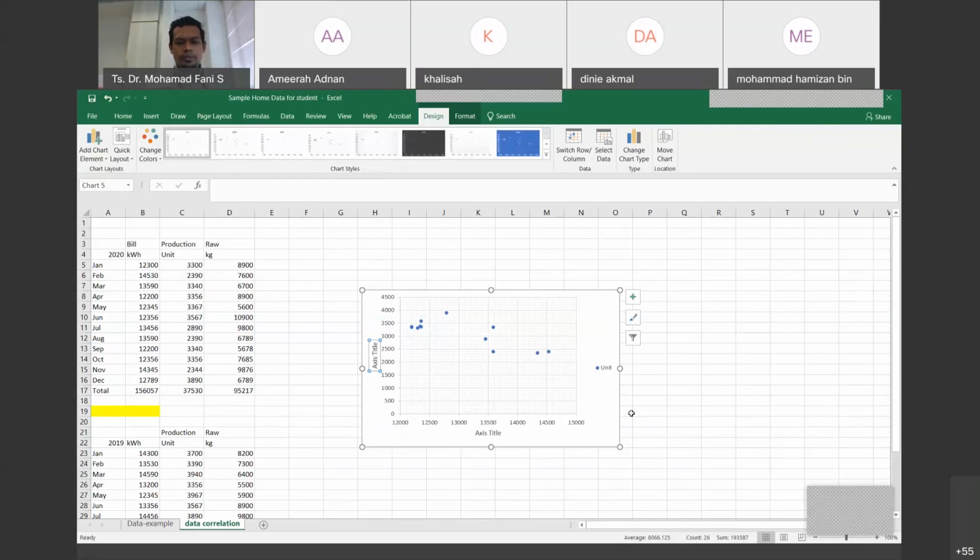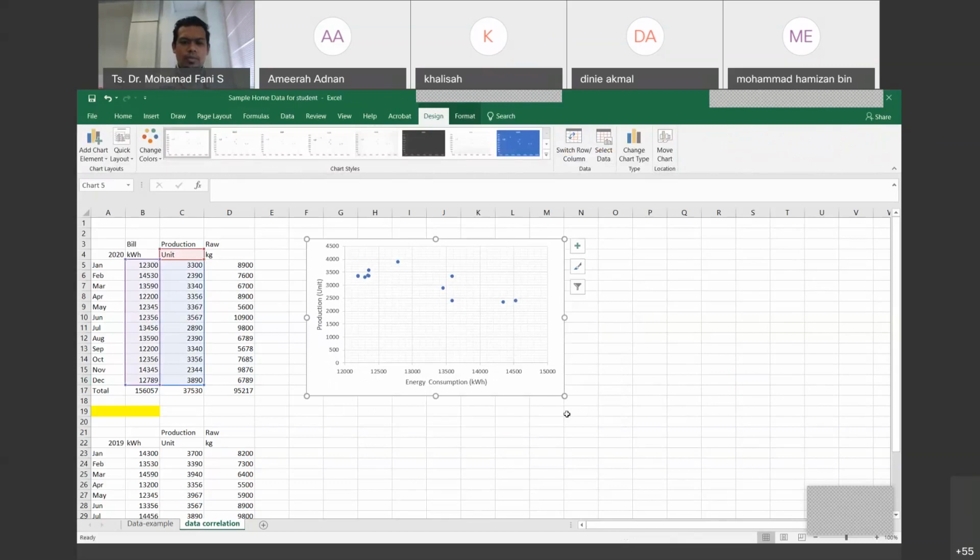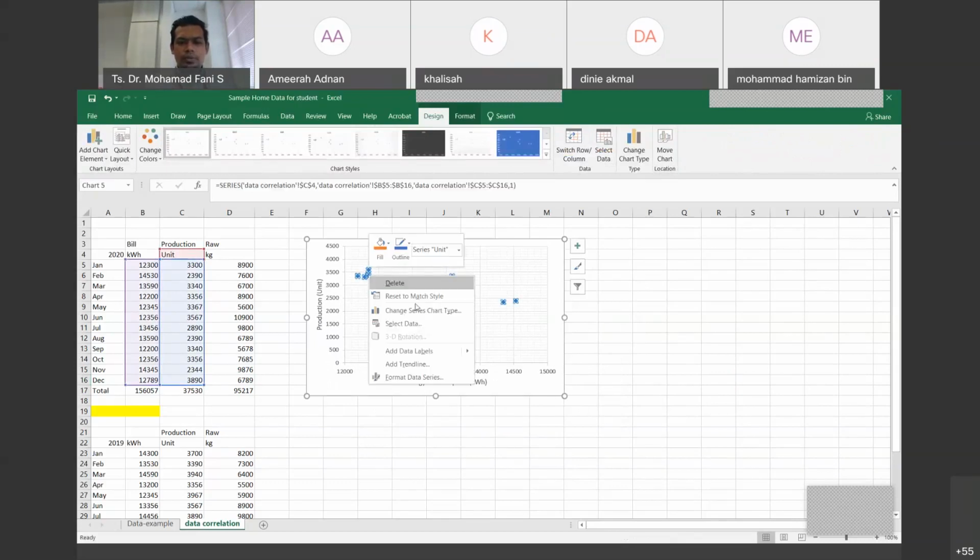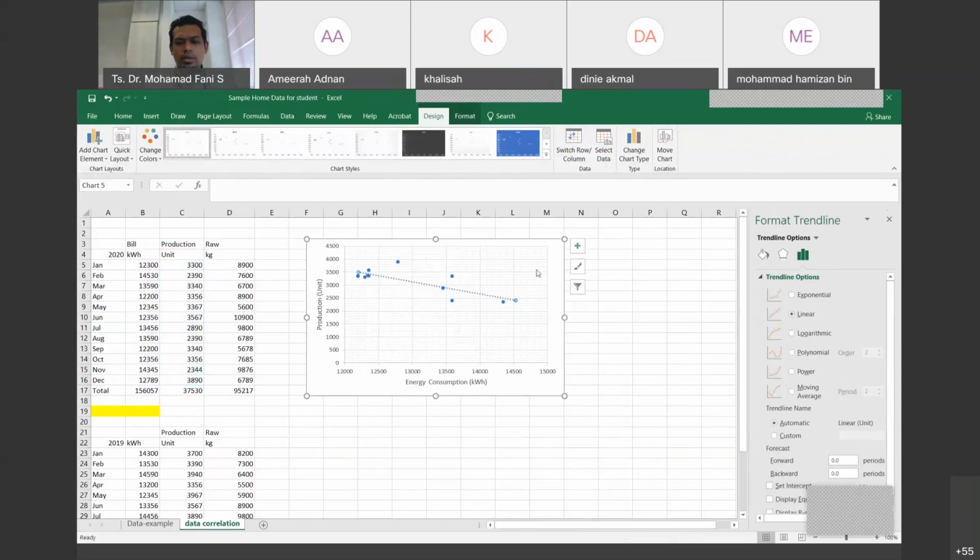Okay. So put the title for the axis. Production in unit. And this one is energy consumption, right? So from here, how to define the correlation? Right click and add trend line. Okay. So here we got the trend line for the linear one.